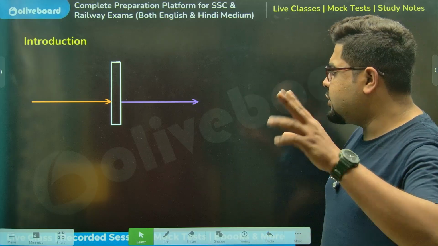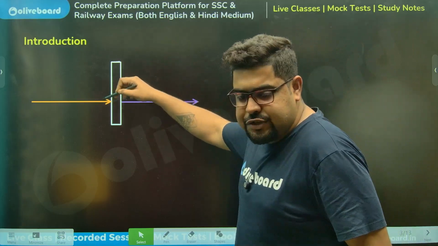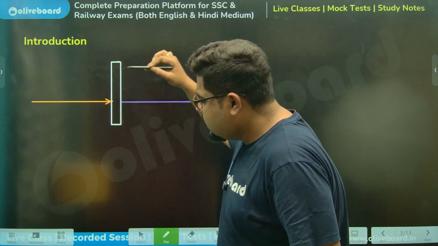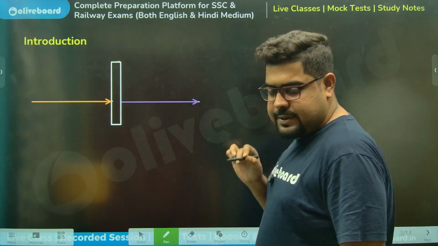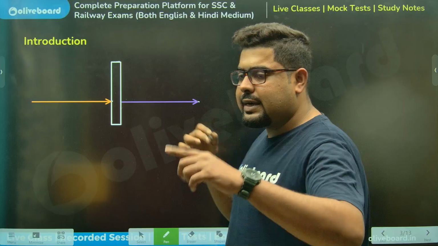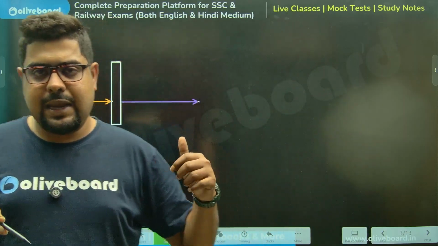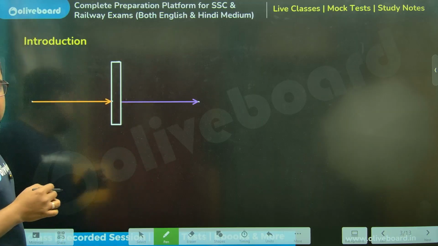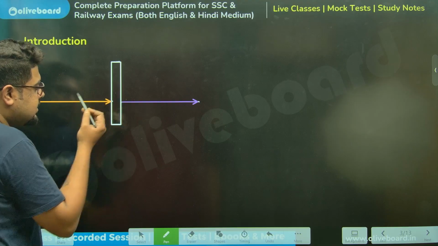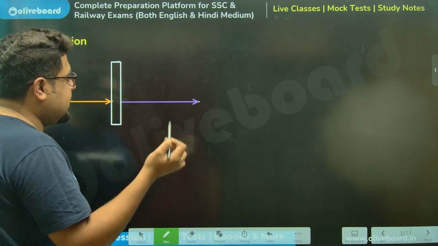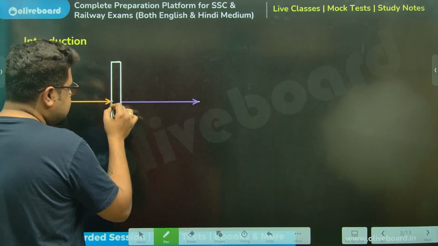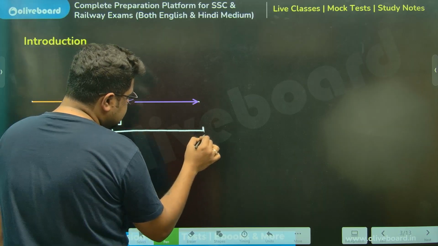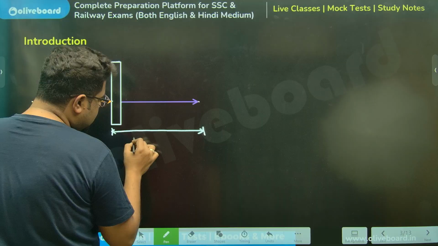Now, if you take the nose or the engine, when the crossing started, it was here. Now it is here when the crossing ended. Or if you take the tail section, meaning the last point of the last compartment, when the crossing started, it was here. When the crossing ended, it is here. So you take whatever situation. If I take the nose, it was here, it is now here. So this distance is nothing but the own length of the train.